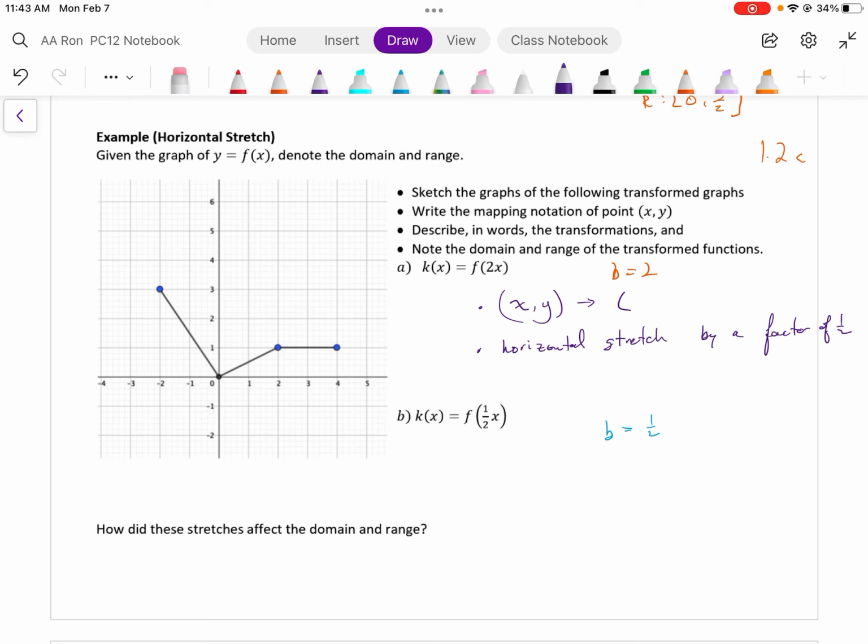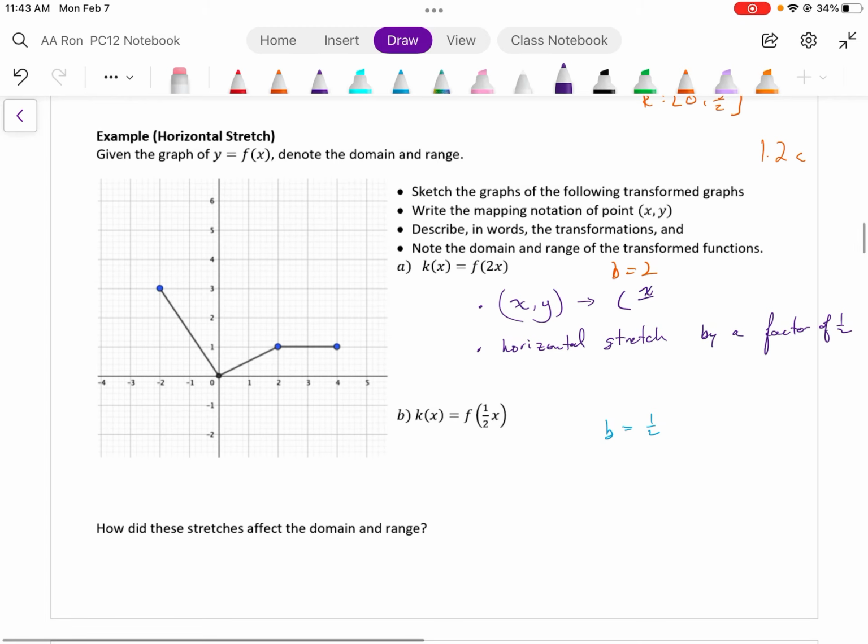So point (x, y) would get mapped into point (x/2, y). So now the y values don't change. It's the x's that change. How? We take the x value and we divide it by 2, or multiply them by 1/2. Your choice. So let's jump on the graph.